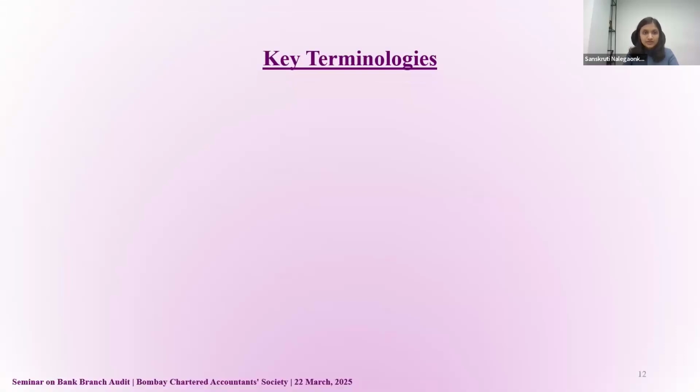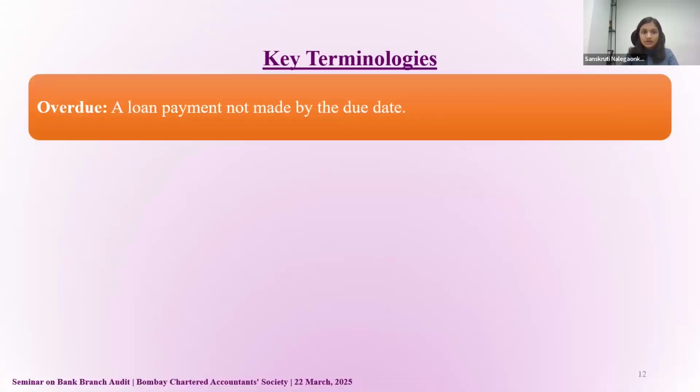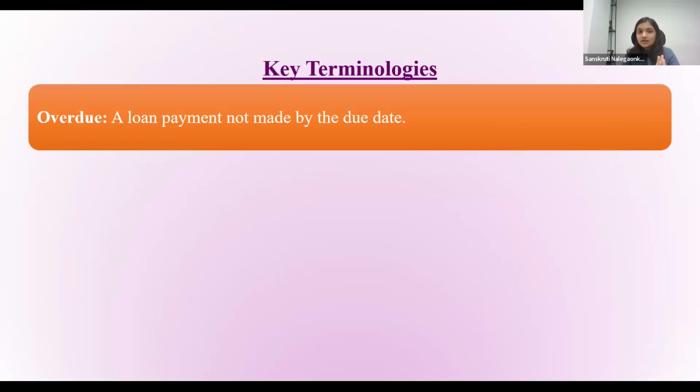The first key terminology is overdue. A loan is considered overdue when a borrower fails to make the payment by the specified due date. The moment the due date passes without payment, the loan falls into the overdue category. For example, your EMI was due on March 31st, but you failed to make the payment. Your loan account becomes overdue starting from April 1st.